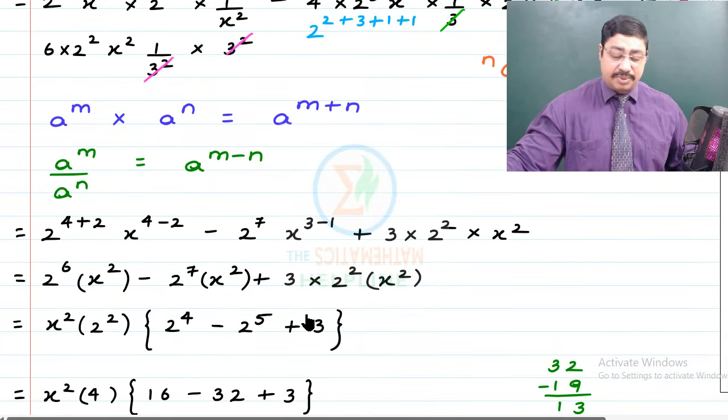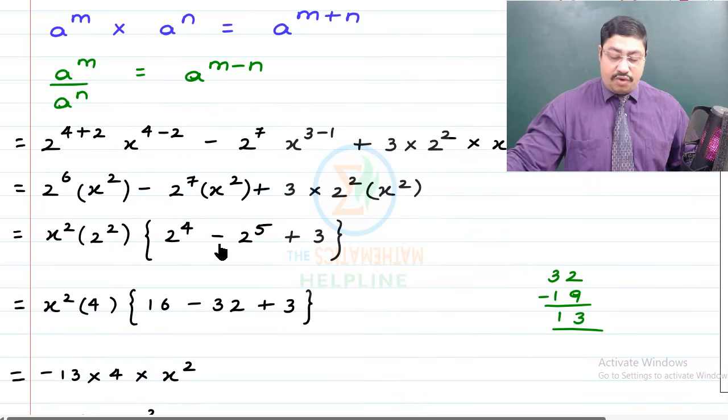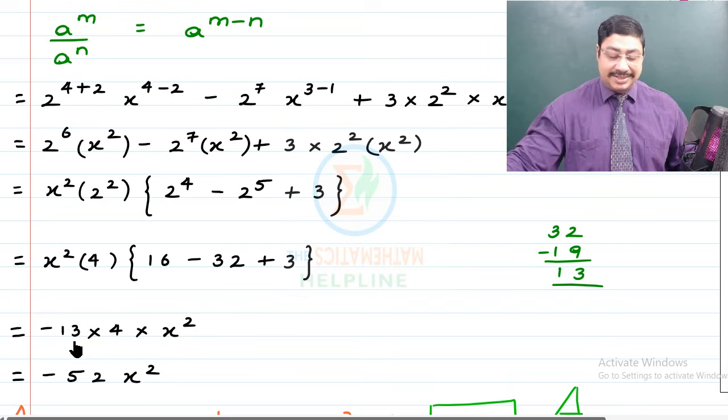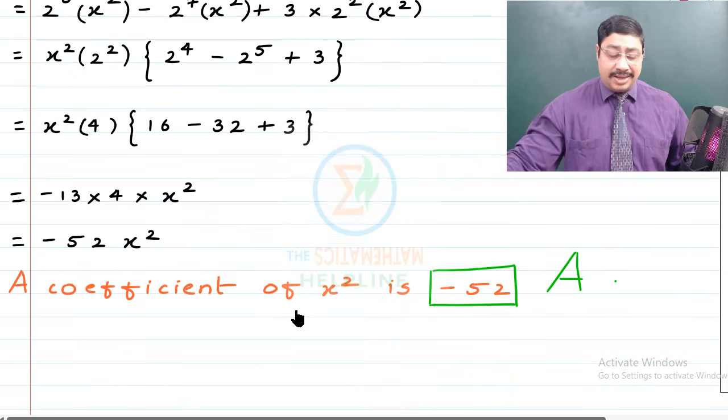And after this, next what we do is we find that all the terms actually have x square. So we take this x square common outside, and all the other numbers which are common in all of these three terms are also taken outside for easier calculation. Further, when we solve all of these numbers which are within, we get to a number which comes to minus 13. Now, multiplication with 4 will give us minus 52 times x square. Now the coefficient or the number which is multiplied with x square is minus 52.